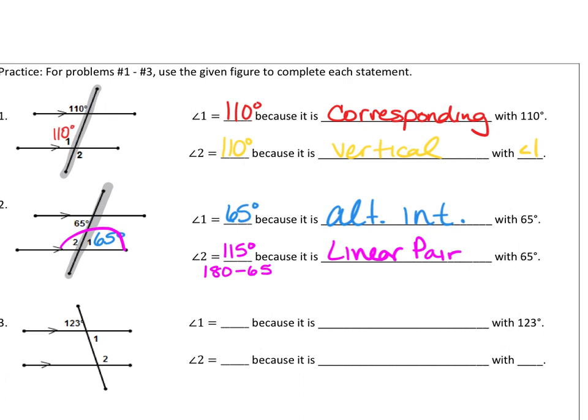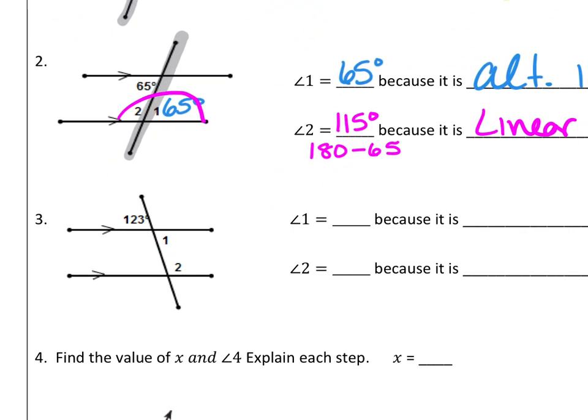Let's look at this last one. Okay, we need to highlight our transversal. Remember, the two little lines that have the little arrows on them are my parallel lines, which means this is my transversal. Once we identify the transversal, we can see how these different angles are related.